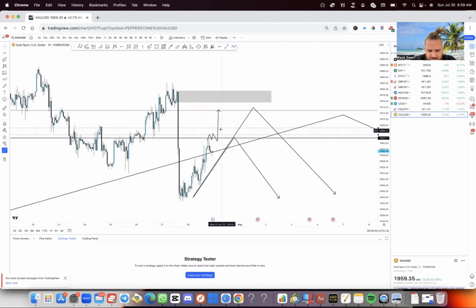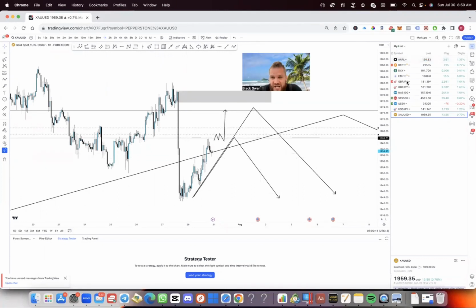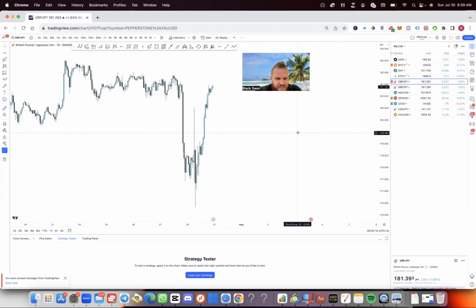And if price breaks above here, we will look to take buys into this supply zone where we then take the profit, wait for confirmation for the sell, and jump in the sell. So, guys, that's what I'm looking for going into next week on gold. So let's jump over onto GJ and see what's happening over there.